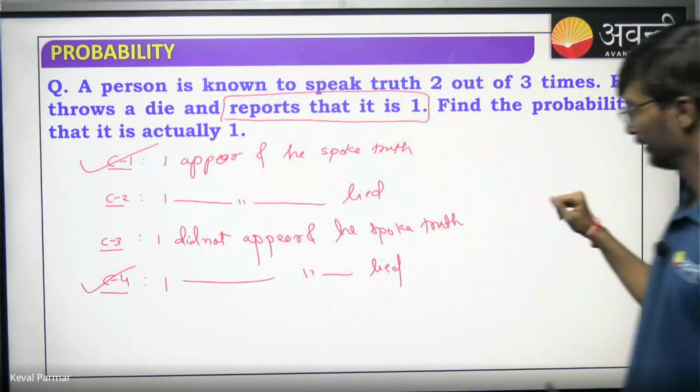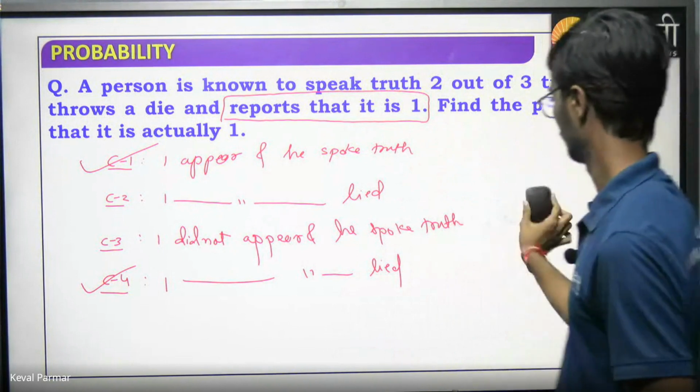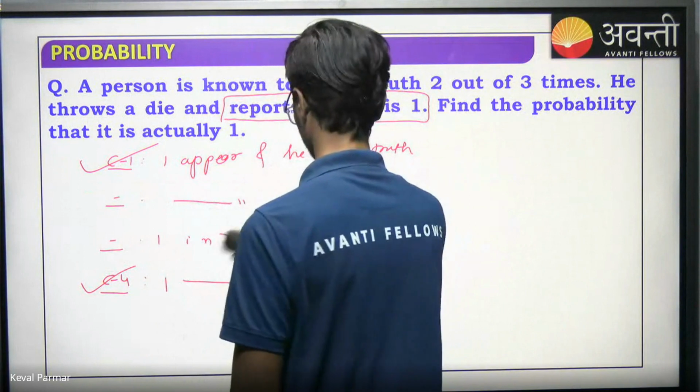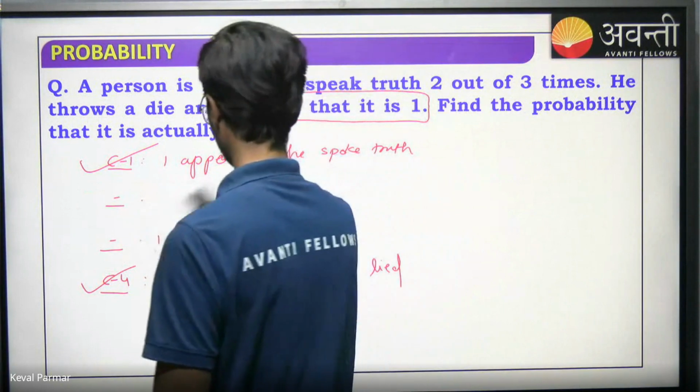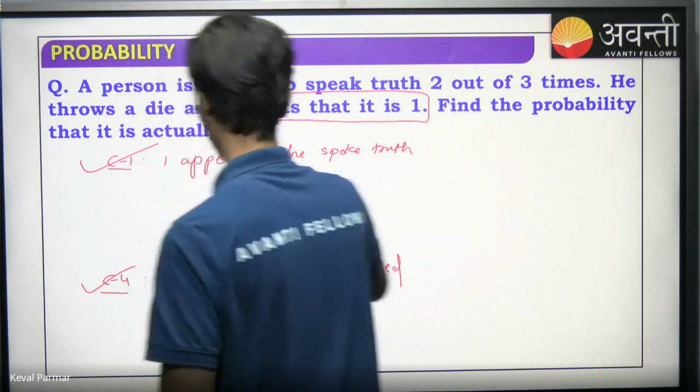So let me erase. Sorry, I think a duster would be better. Yeah. Let me erase case 2 and case 3. And I'll keep the cases on the board so you can easily understand.